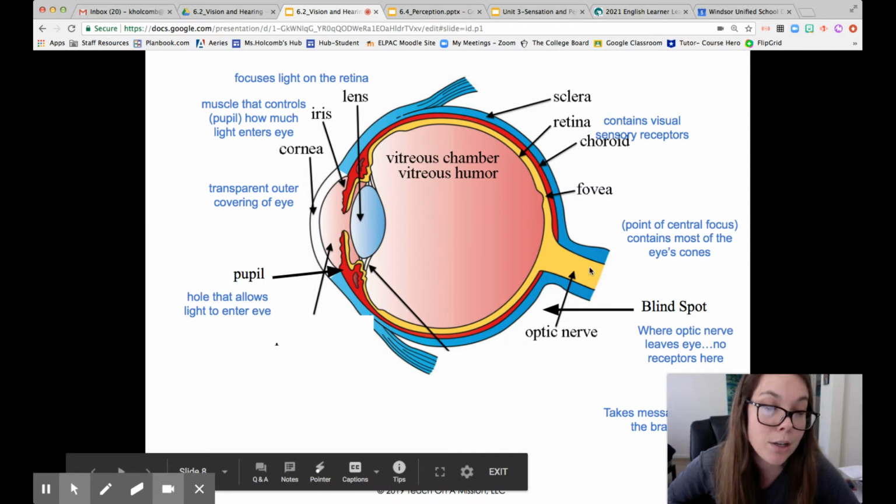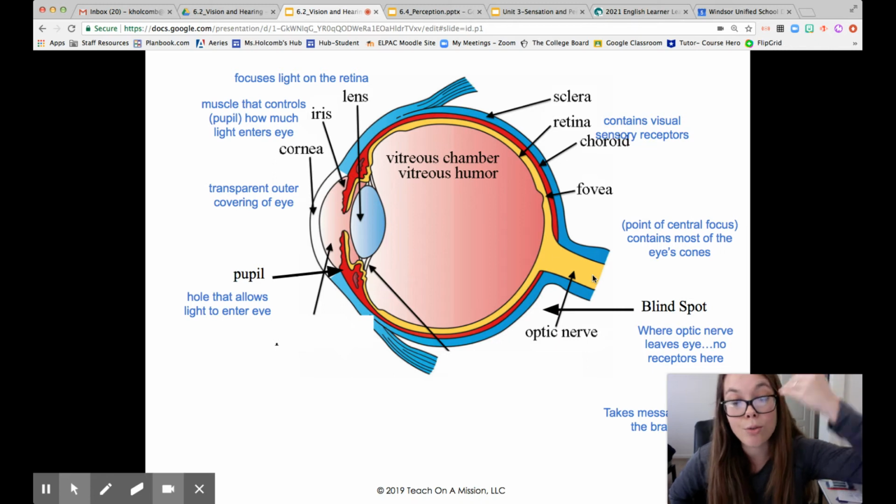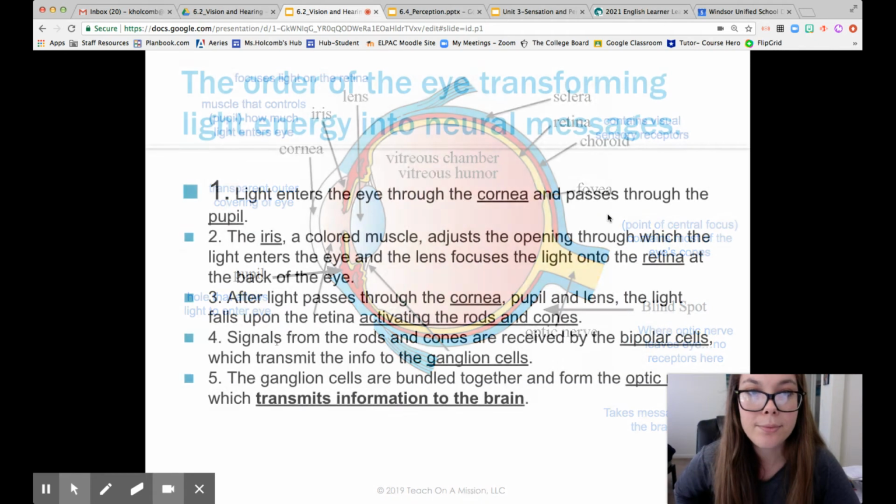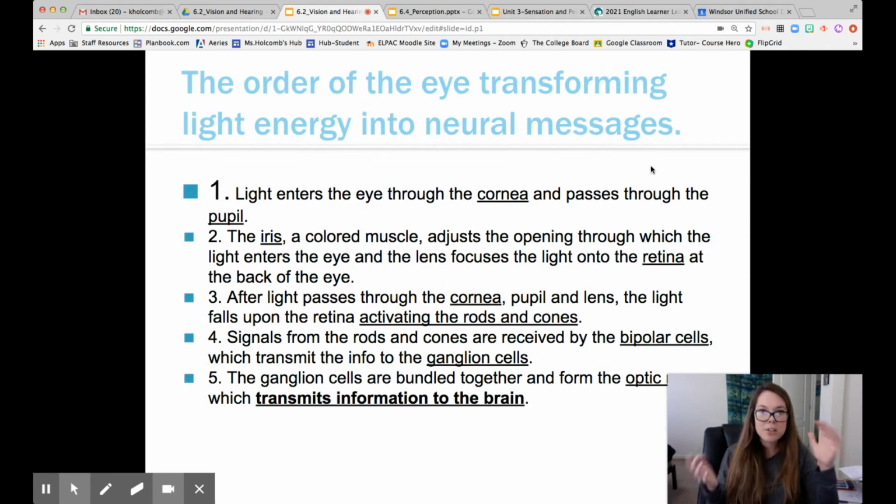Okay, so the optic nerve is what's going to connect to the nervous system. All right, so let's go through each of these steps one by one. Right now you should have already drawn your eye, and let's go through each stage of how light is transformed into neural images.